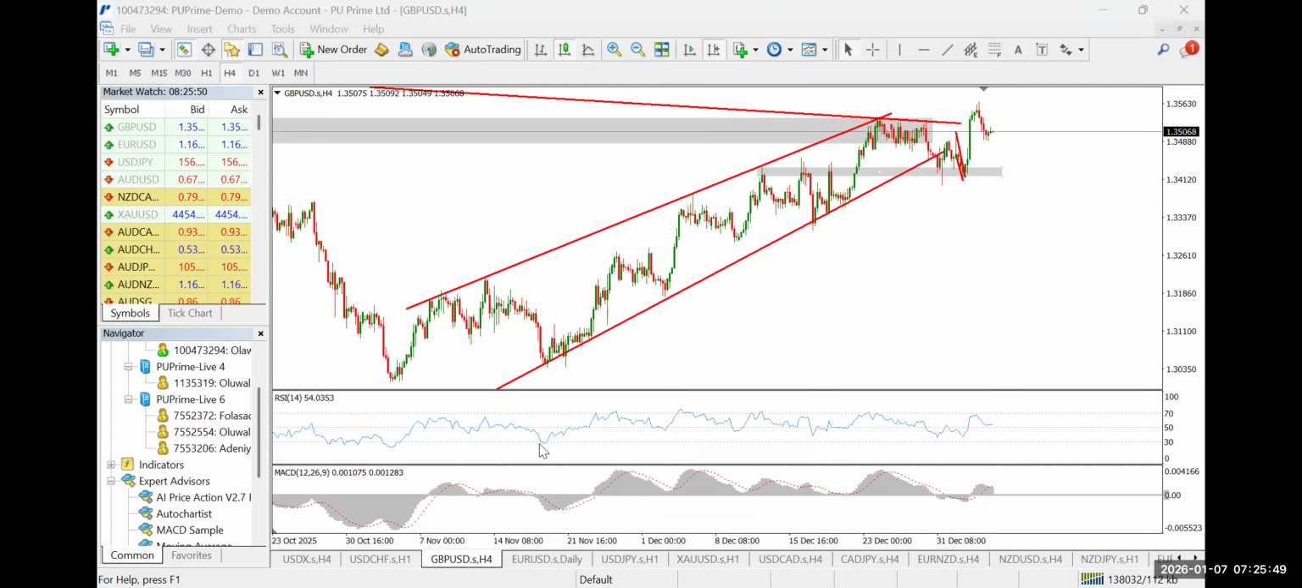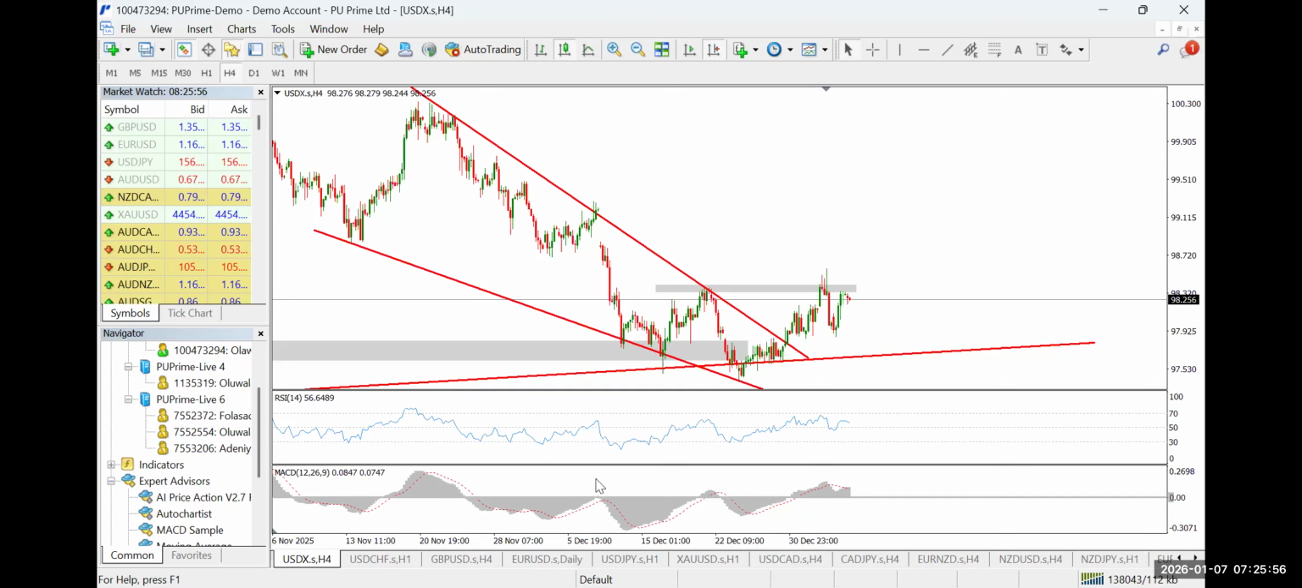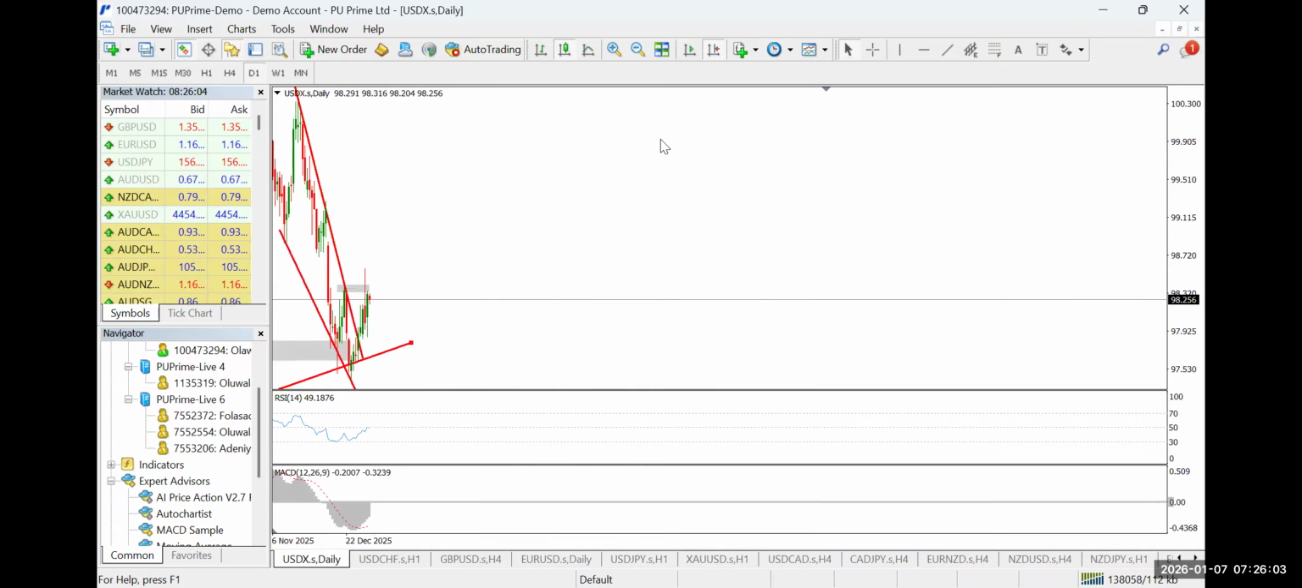Okay, Apollo Akolawole, GBP USD. Now for GBP USD, we will need to first look at the dollar index. What's happening to the USDX?